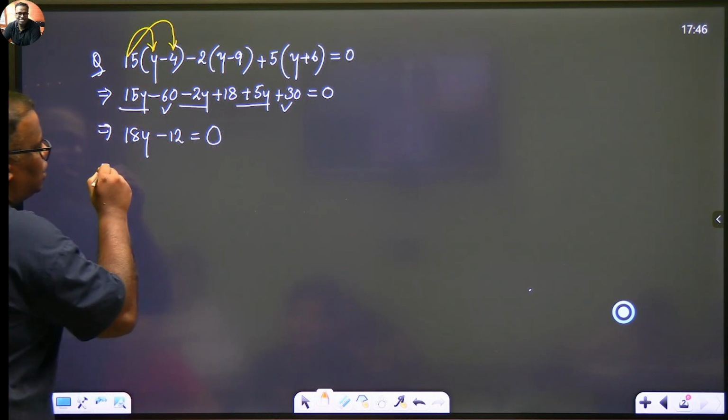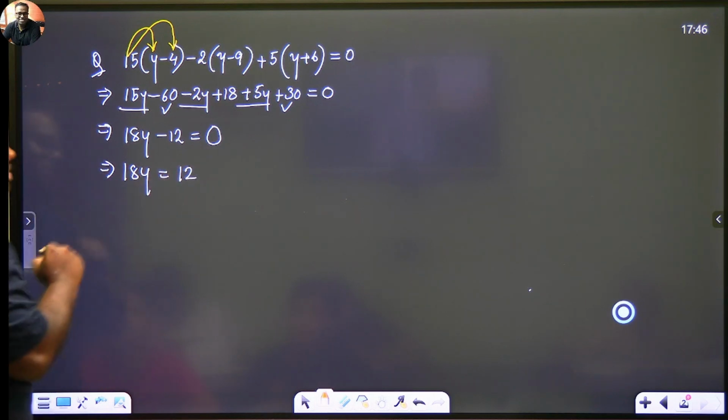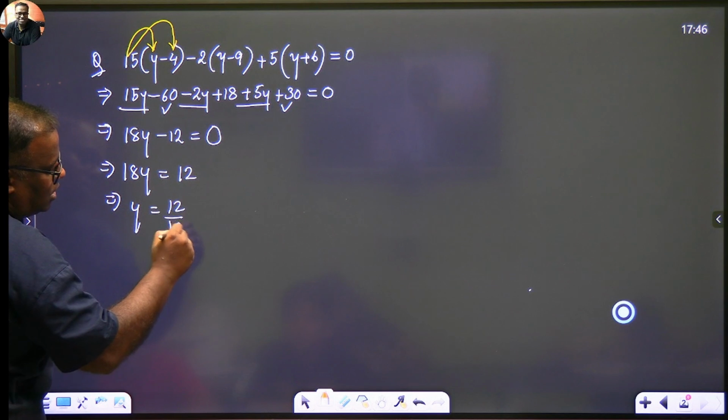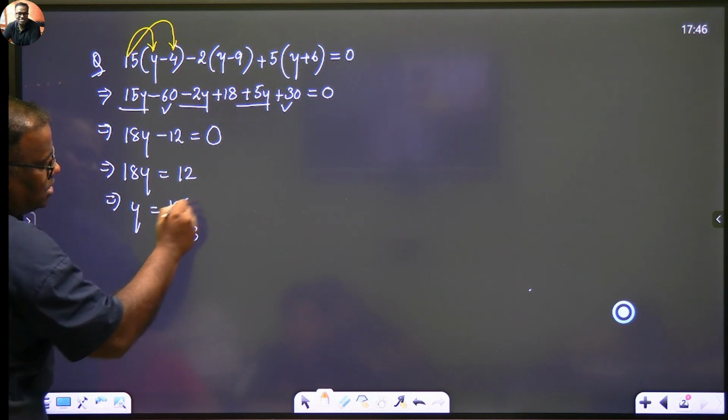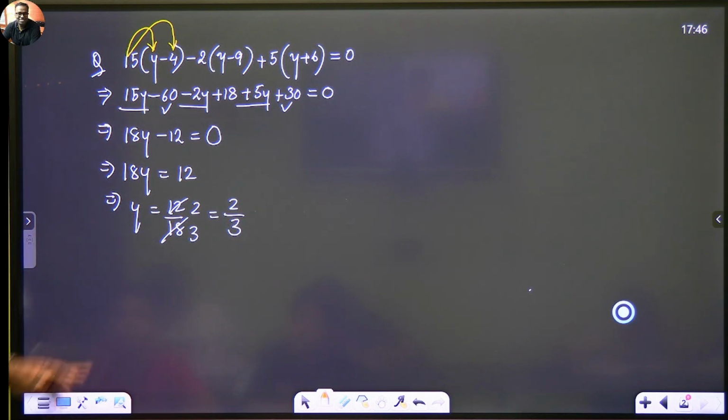0. Now transpose it. Again, here I'll show you in grade 10 how you will do it. It is equal to 12. y becomes equal to how much? 12 upon 18. That's 6 3 times 18, 6 2 times 12. My answer is 2 upon 3. Advait, first confirm whether the answer is matching.